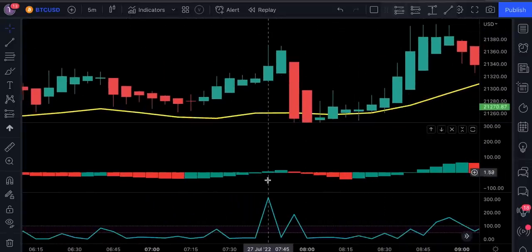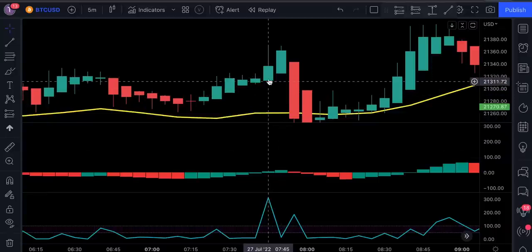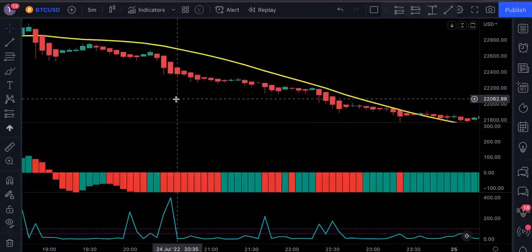Okay, here we see we've got another long signal, but this signal is not confirmed because our trigger candlestick has a lower wick. Here are also some great examples for short trades.